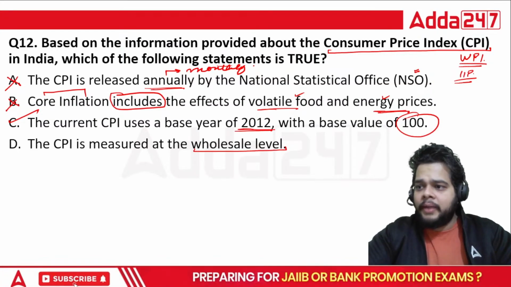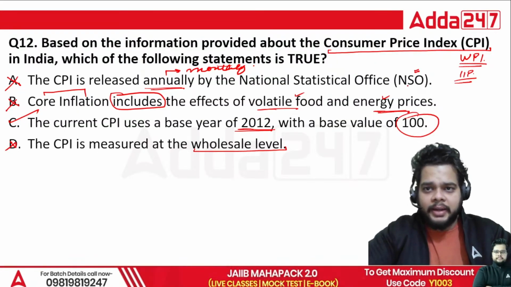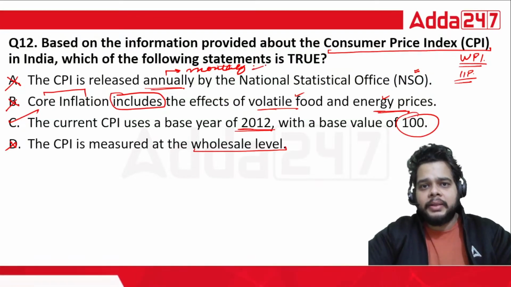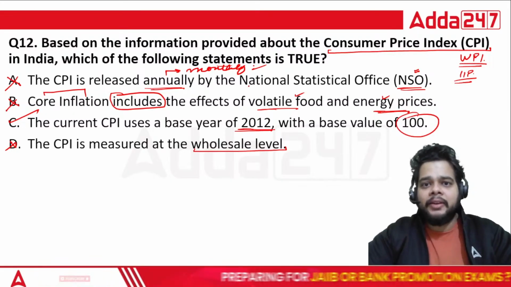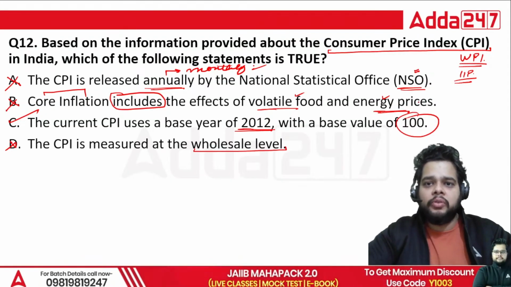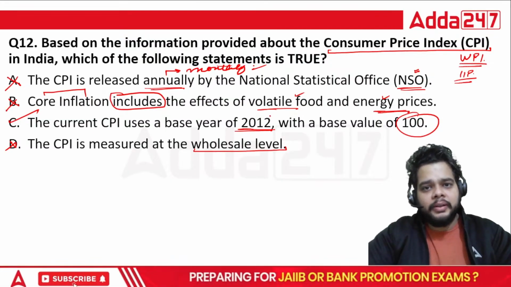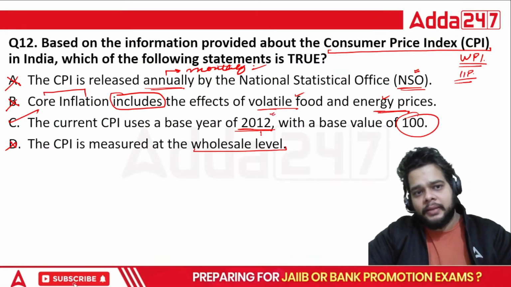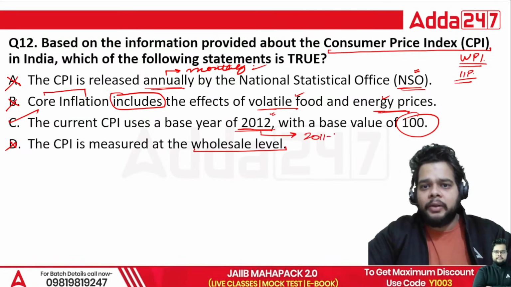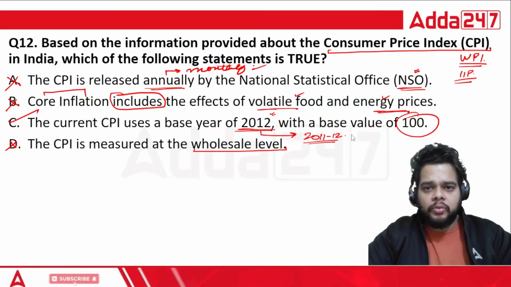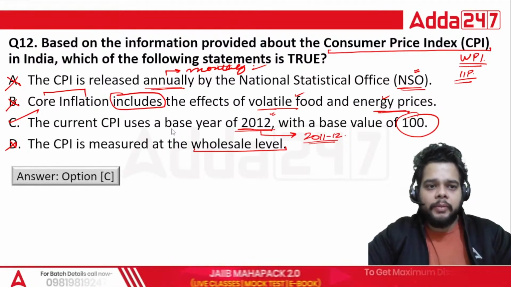So whenever we talk about the CPI, all the important things are in front of you: it is released monthly by NSO. When you calculate core inflation via CPI, you have to exclude food and energy prices. Plus the base year is 2012. The current CPI is calculated using the base year of 2012, or 2011-12, if you want to call it like that. CPI is always measured at retail level. So the right answer will be option C.